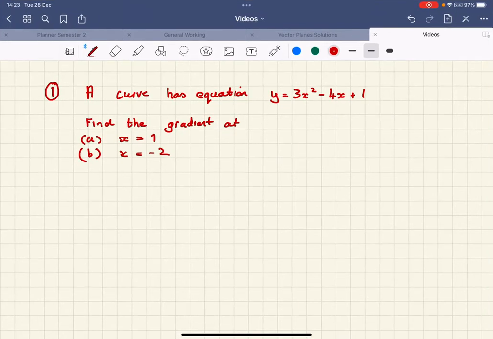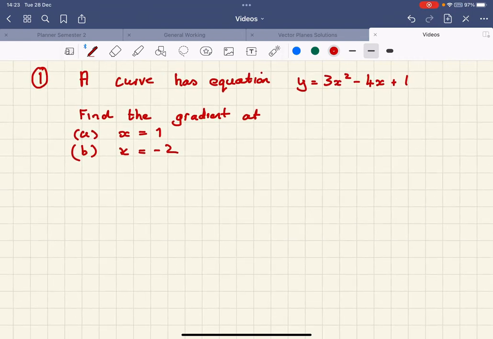So we're going to look at differentiation and now use differentiation to find gradients. So we've got this curve with this equation and we want to find the gradient where x equals 1, x equals minus 2. Now the first thing we're going to do is differentiate the curve. So we should know how to do that already. That gives us dy by dx, and I'm going to have that as 6x minus 4.